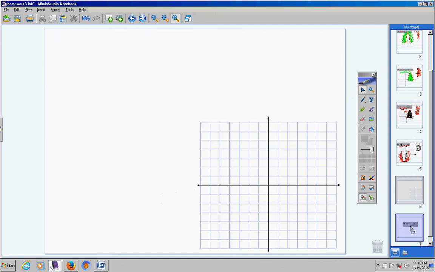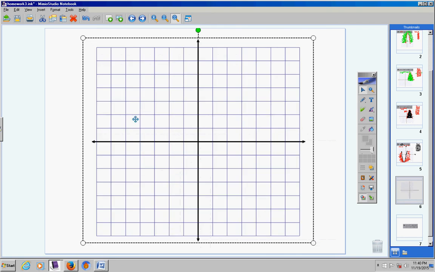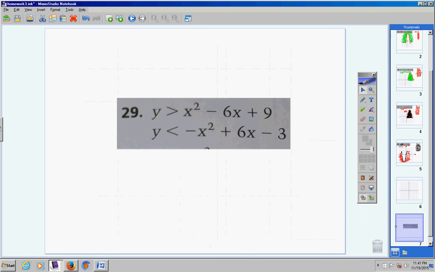I'm going to pull that here. I'm going to make this be our big coordinate plane. We're going to need a pretty big coordinate plane, probably, I'm assuming. Okay, here we go. Let's go ahead and start.